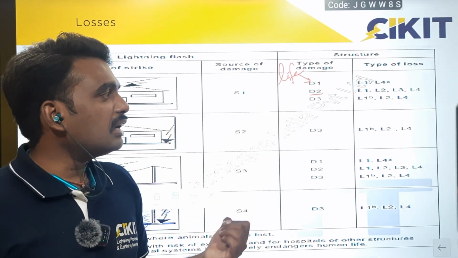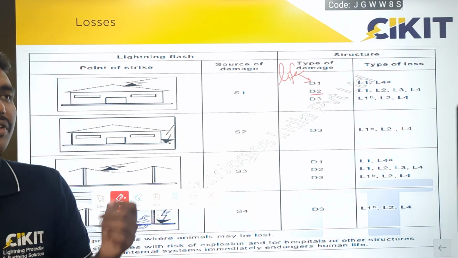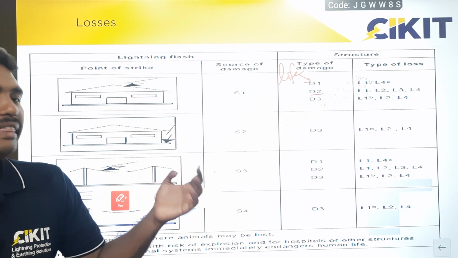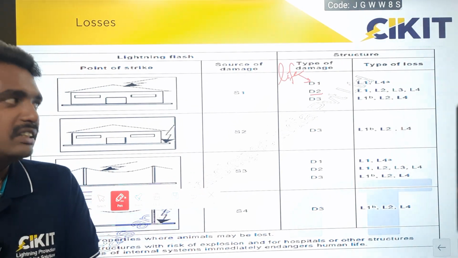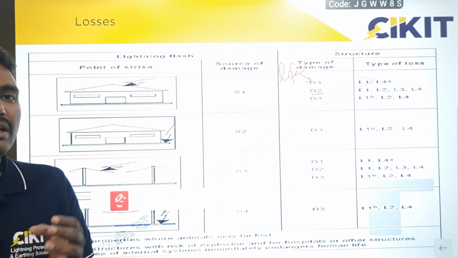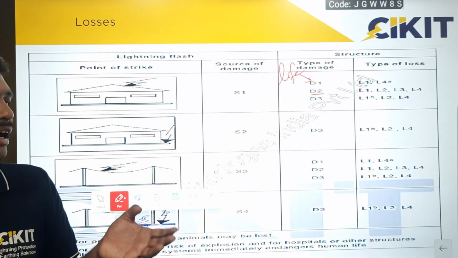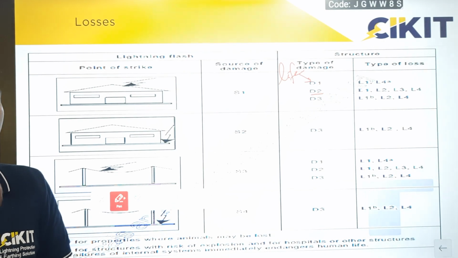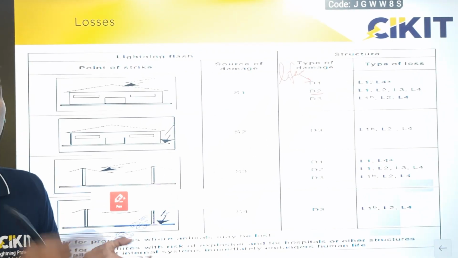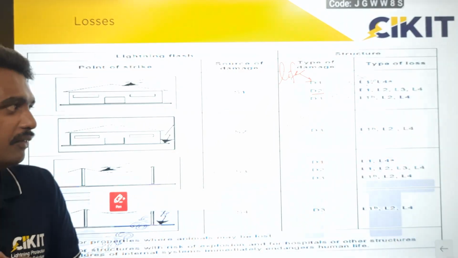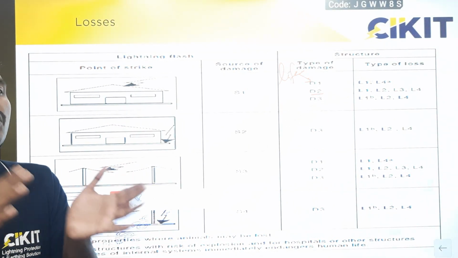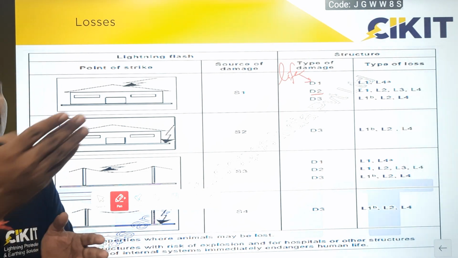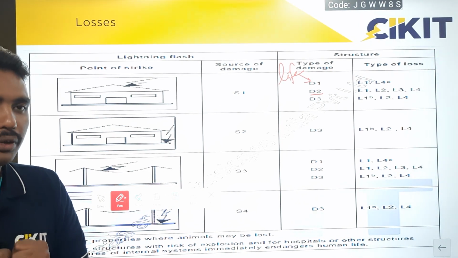If you take this electrical and electronic equipment failure, in a normal house or office building the risk will be much lower. But if you take a hospital as an example, if a person is on life support, and because of lightning surges one equipment fails, then it will result in the loss of human life. So the electrical and electronic equipment failure will also result in loss of human life in the case of hospitals and explosive storage areas.